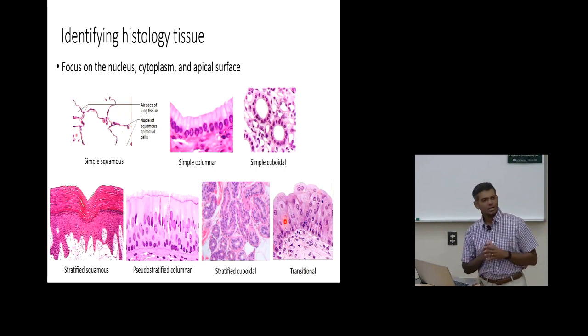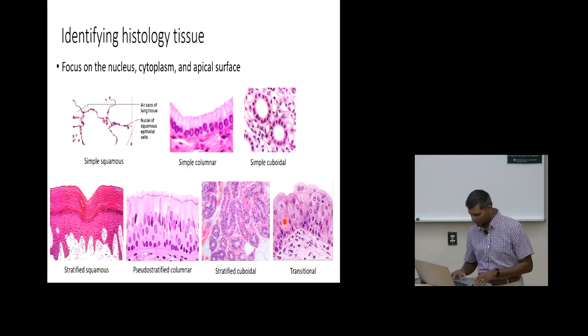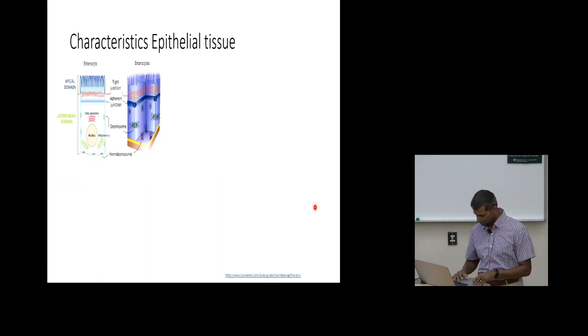And transitional epithelia is one of its kind. It's the only one where you have a dome-shaped apical surface, and this is found only in the urinary bladder. So we will look at more examples of how to identify histological tissue in the upcoming lectures, but I just wanted to give you a primer of how to look at these slides when you do have an opportunity to.